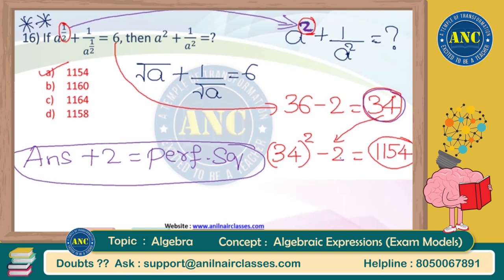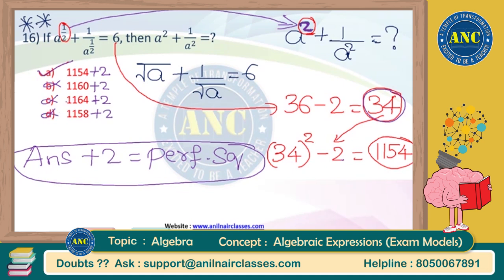So we know that. Take the answer, add 2, check whether it's a perfect square. 1154 plus 2 is 1156. Yes, it's a perfect square. This should be the answer. Check the other things also. 60 plus 2 is 62. Perfect square cannot end with 2. Ruled out. 1164 plus 2 is 1166. It is not a perfect square. Ruled out. 1158 plus 2 is 1160. It's not a perfect square. Ruled out. It's so simpler.